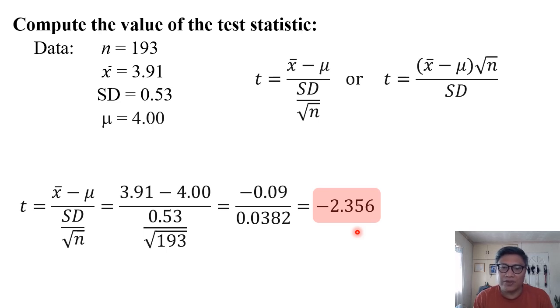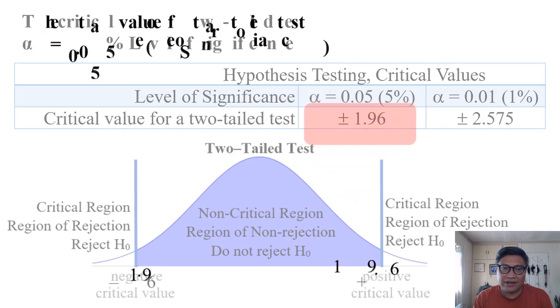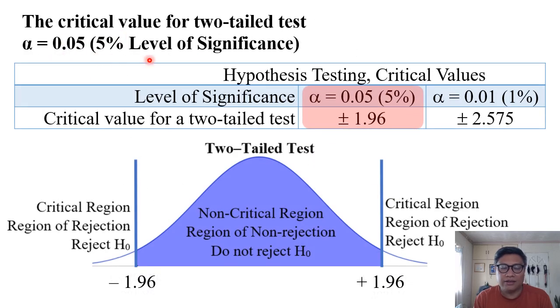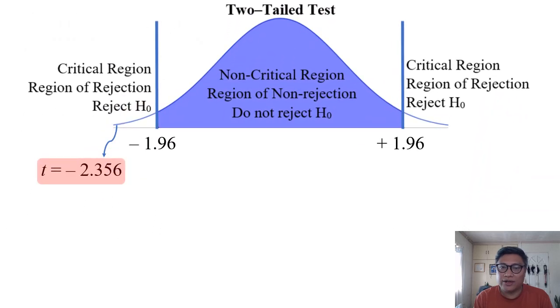So next, because we are given 0.05 as the level of significance, we have to choose positive and negative 1.96. So we have to put the critical values negative 1.96 and positive 1.96 as a demarcation so that we can place the computed t-value.